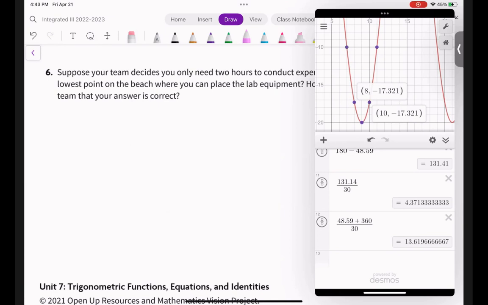So how do you do this? If I need 2 hours, they basically need an hour on each side of the lowest tide. An hour before it reaches lowest tide, and an hour after. Does that make sense? An hour before and an hour after. To determine the lowest point, you're just going to look at that lowest tide, which is at -20. And then when is that?